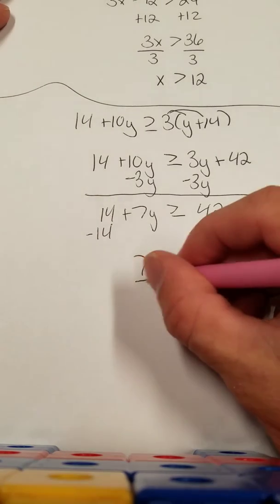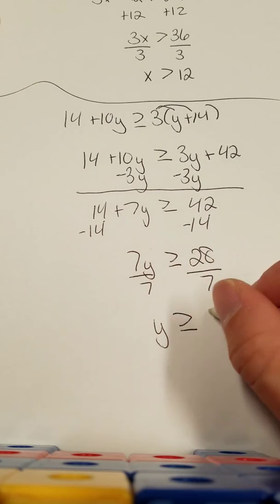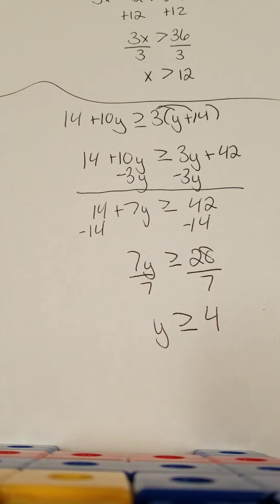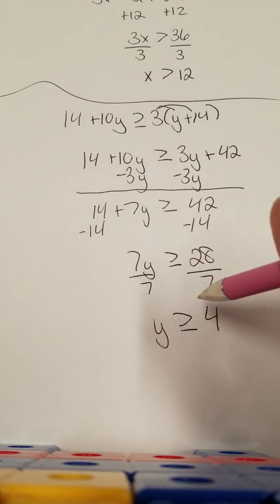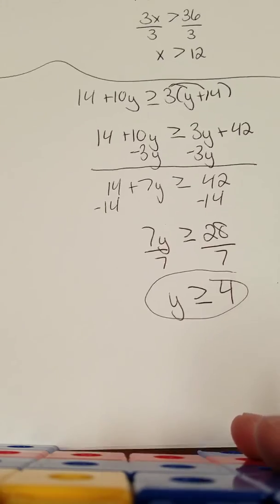Now I have to get rid of the 7, so I divide by 7 on both sides. y greater than or equal to 4. Again, do not flip the sign because we didn't divide by a negative. Okay, so two pretty simple problems to go by.